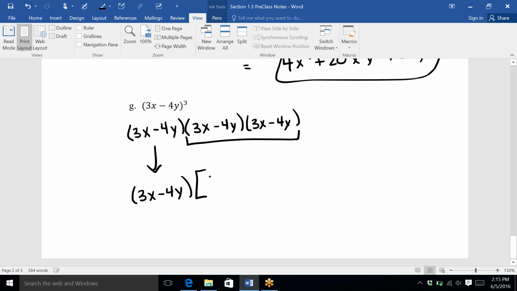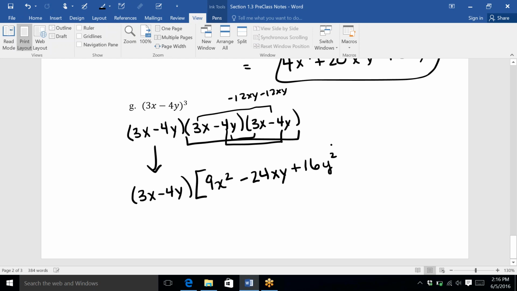So this would be 3x times 3x, which is 9x squared. I'm going to go ahead and work the outer and inner so I don't have to rewrite this a couple times. That's a negative 12xy, and that's another negative 12xy. So that's my outer and my inner. So that makes negative 24xy. And then negative 4y times negative 4y would be positive 16y squared. Okay, so we're not done.